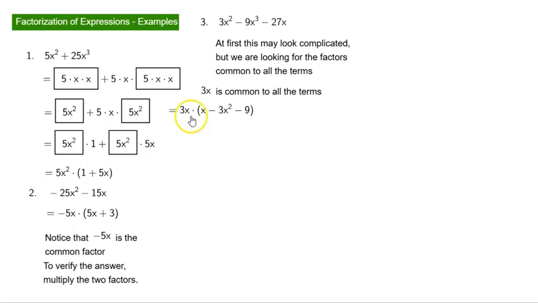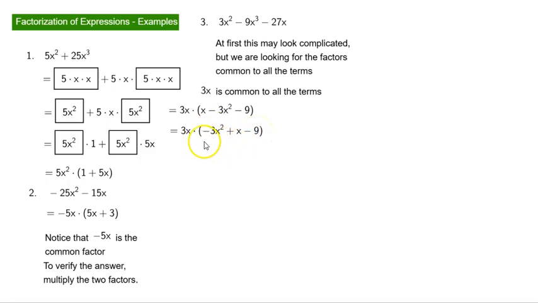3x times what is 3x square? That is x. 3x times what is minus 9x cube? That is minus 3x square. 3x times what is minus 27x? That is minus 9. Now, we can leave it like this. But remember, ideally, this should be in descending order of the power of the variable. So how do we do that? We rearrange this to get 3x times minus 3x square plus x minus 9.